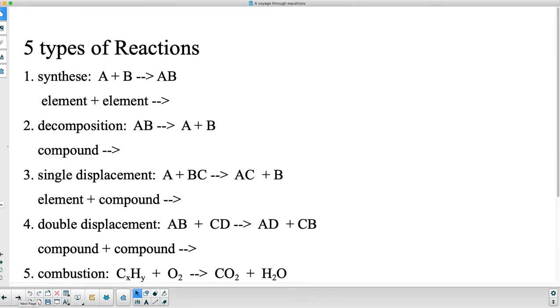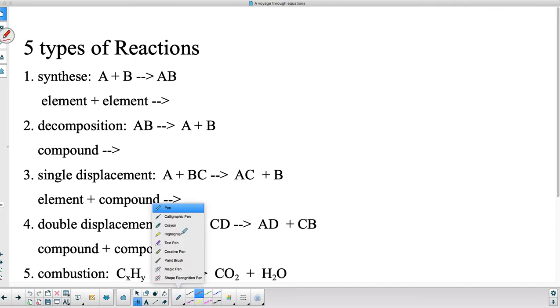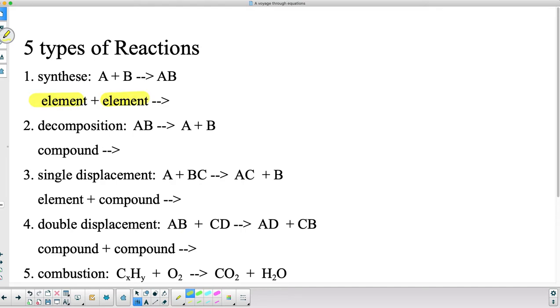For 5 types of reactions, notice that I have synthesis. I have A plus B. Now remember, A plus B means that we have an element plus an element, which means one capital letter plus one capital letter, no matter what the numbers are, just one capital letter plus one capital letter, and that's a synthesis reaction.